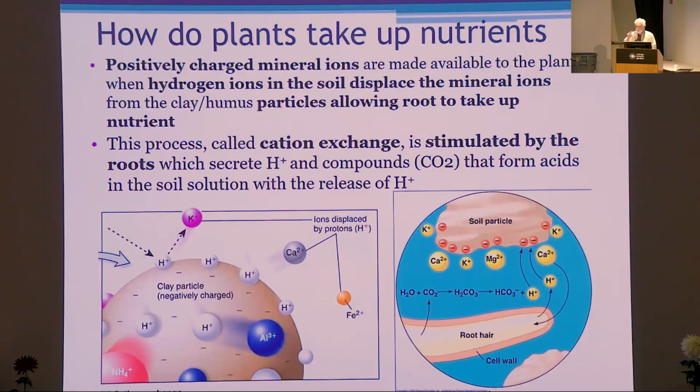Those positively charged structures go over to those little humus and clay particles and displace the positively charged minerals, making those minerals available to the plant root to take up. And so the roots are actively involved in this chemical activity, changing the pH of the soil in order to be able to absorb these nutrients.